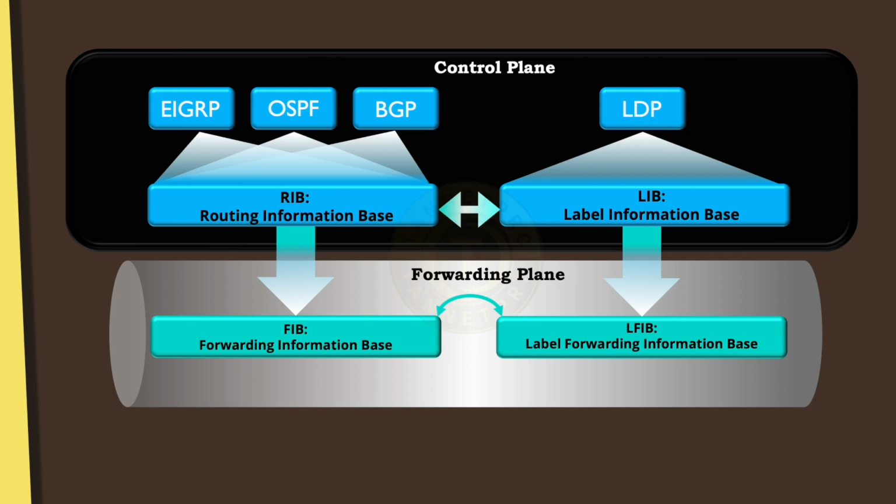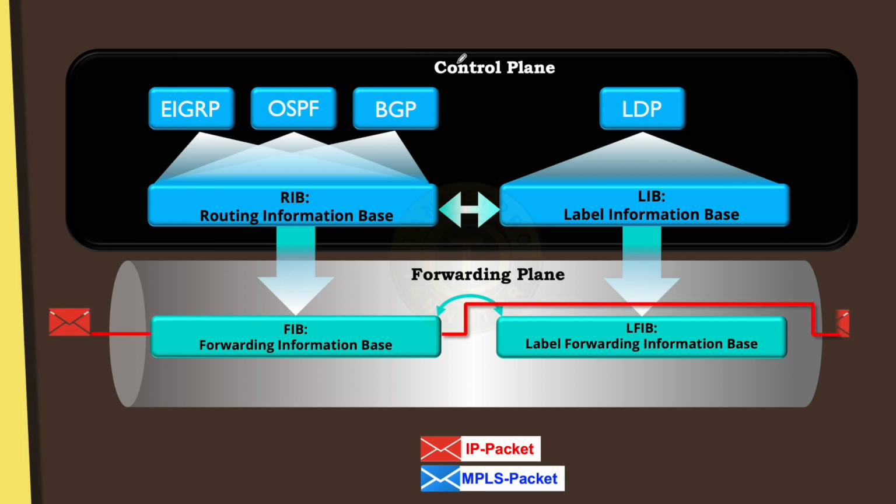As you have considered, this is the whole router. Now if any IP packet or MPLS packet gets forwarded through this router, how does it look? Let's say the red packet is an IP packet and the blue packet is an MPLS packet. First let me explain the IP packet. The IP packet looks up the FIB, then it sends the packet directly. It is not needed to look up the LFIB.